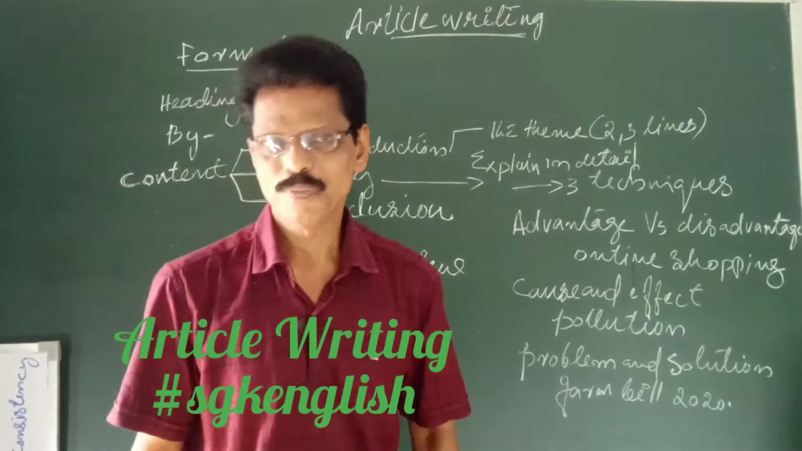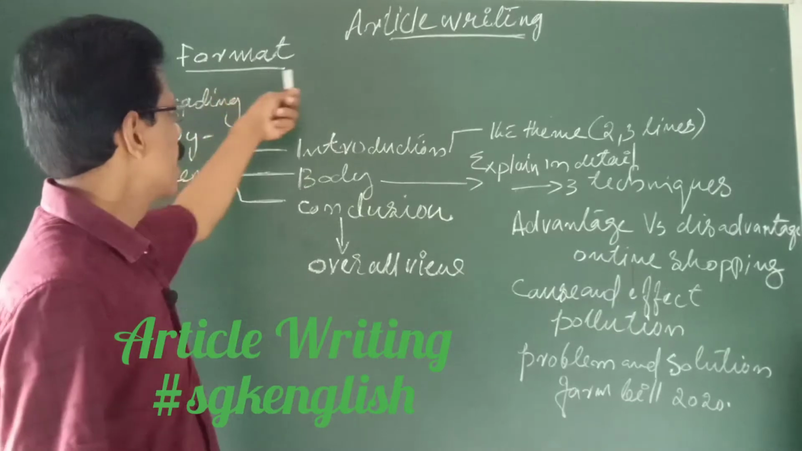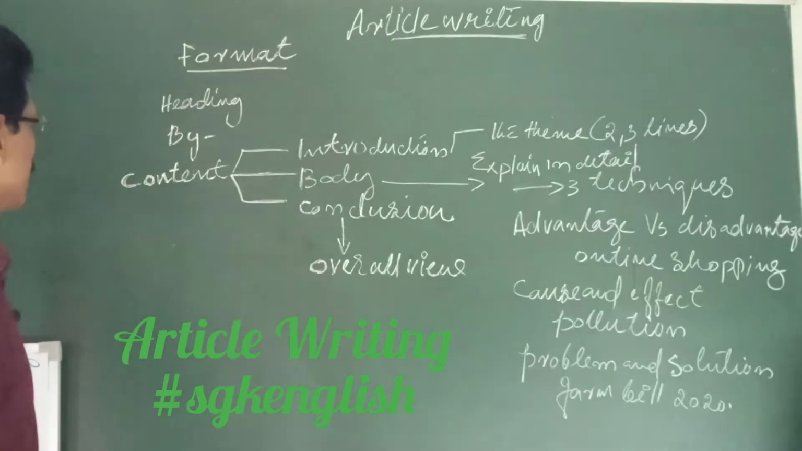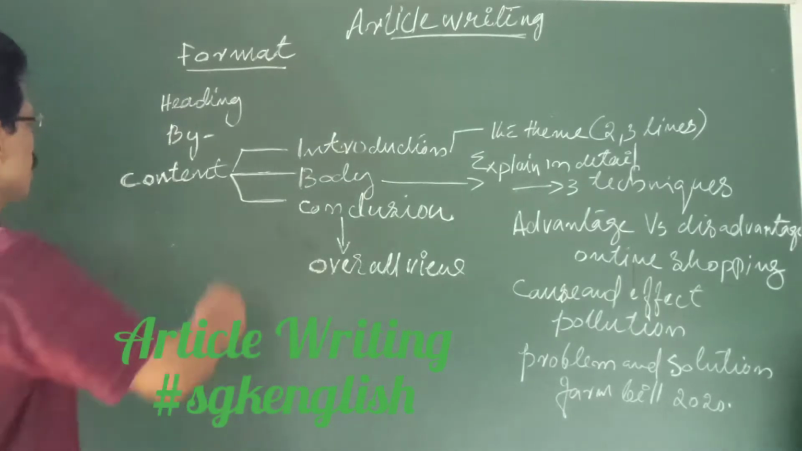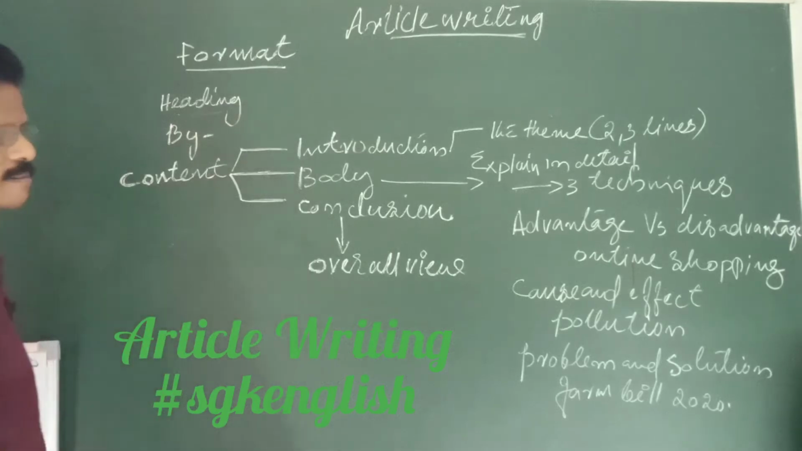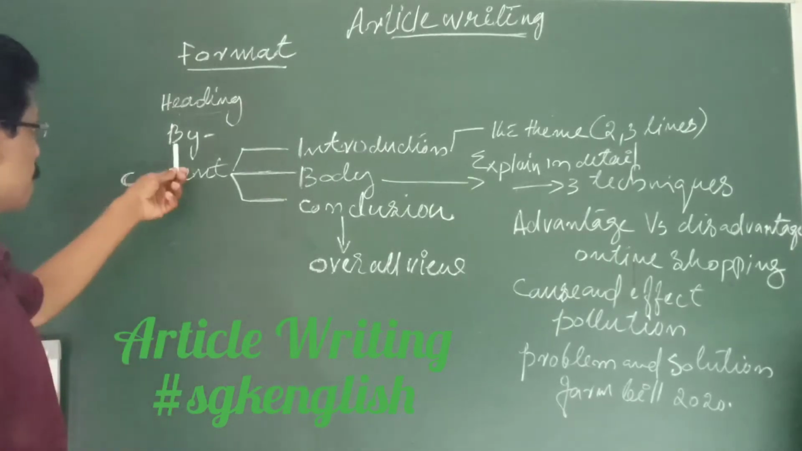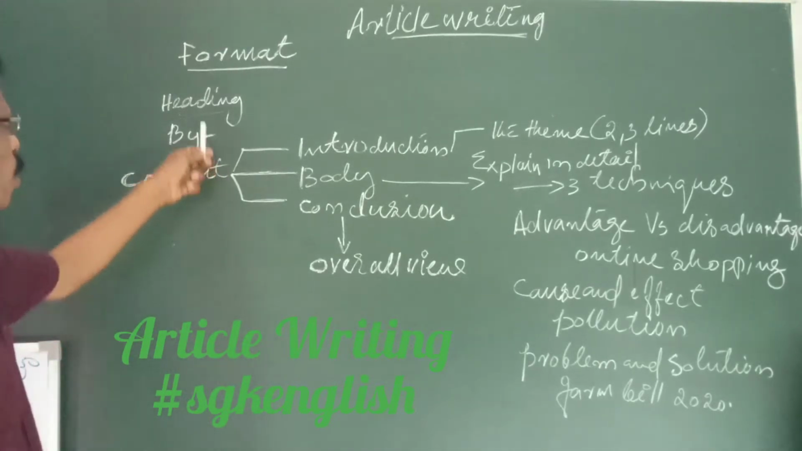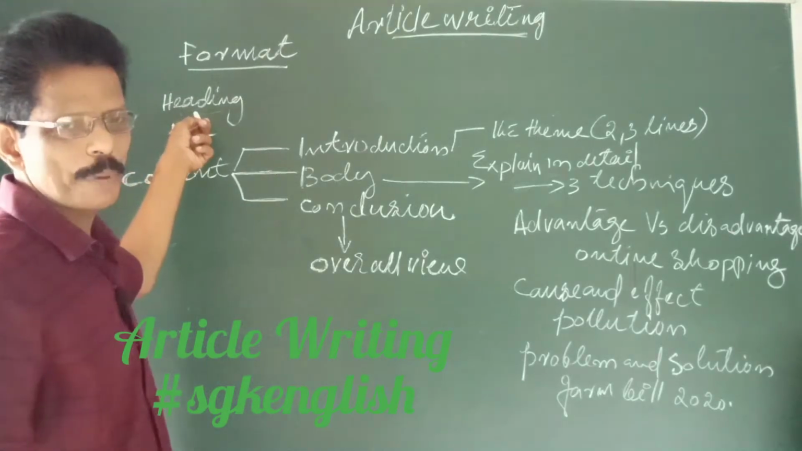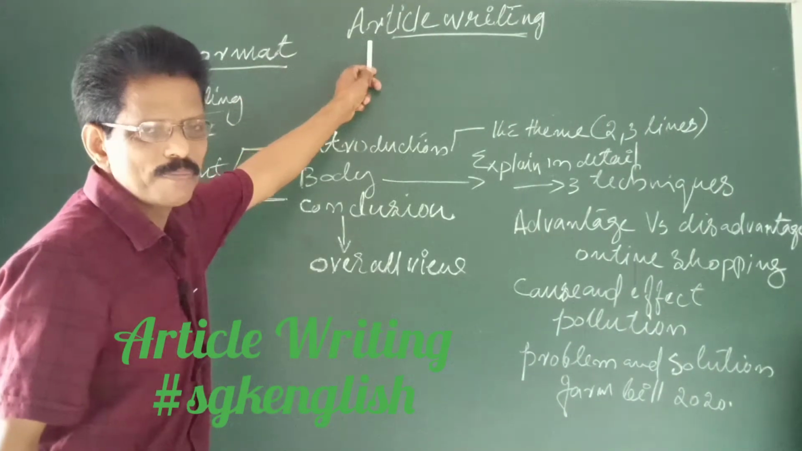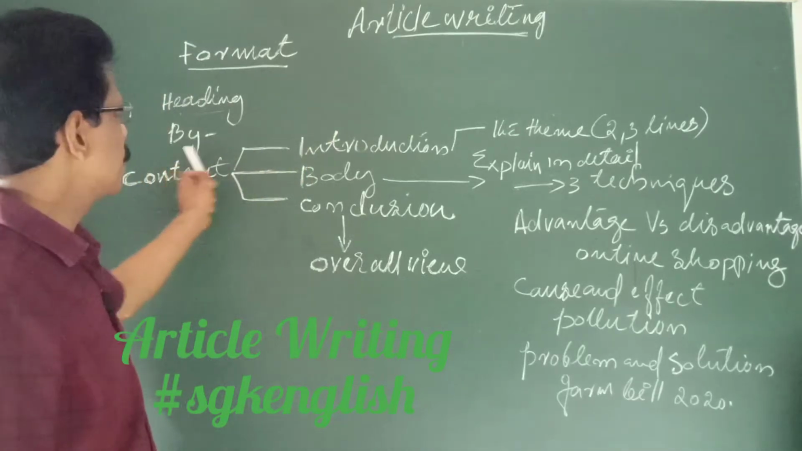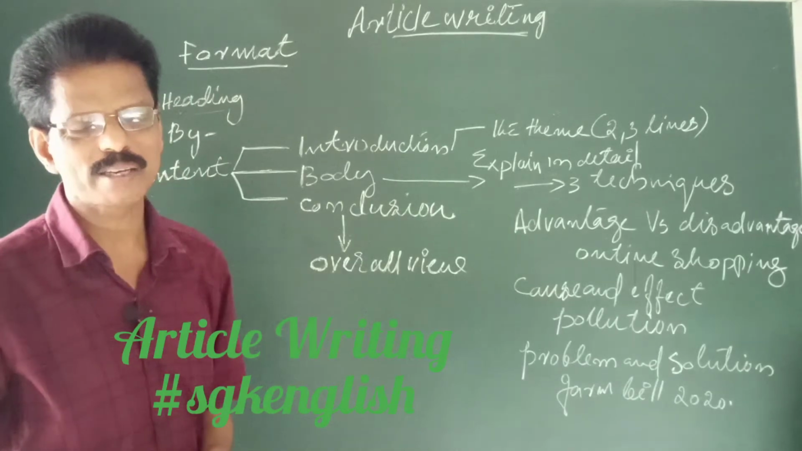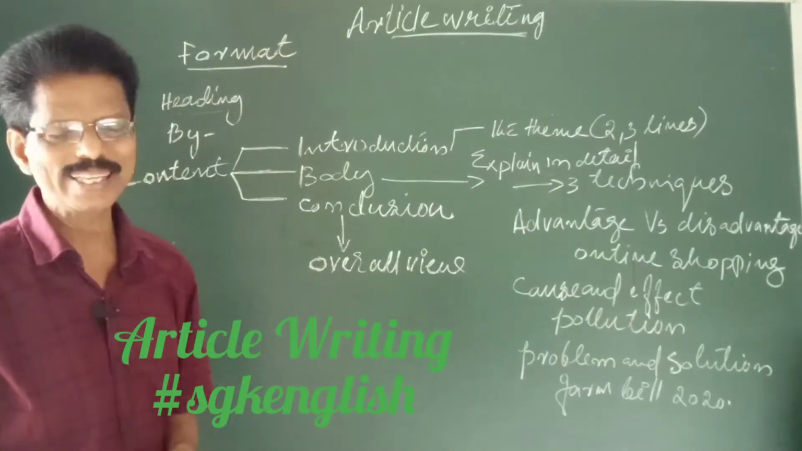So let us discuss what is the format of article writing first. What should be the format? See, an article should have heading number 1, byline number 2, and content. See, heading, the topic is given as heading on top. Next one, byline means by whom it is written. Suppose the name is given, you can mention, otherwise you write XXX or XYZ.